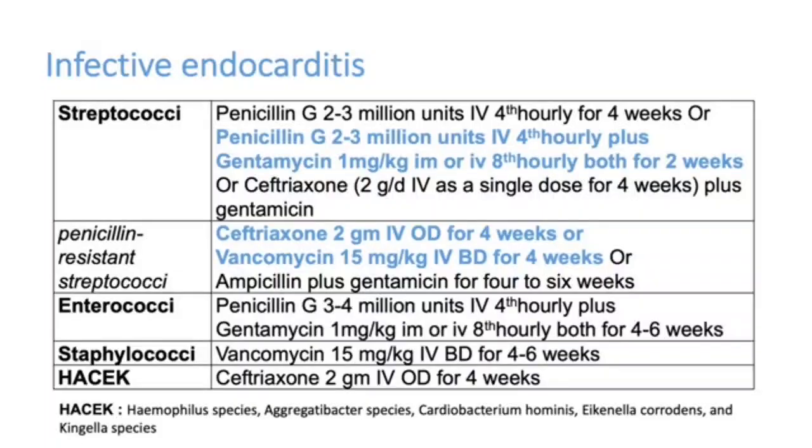HACEK organisms, if we are suspecting, ceftriaxone 2 gram IV OD is enough. But many physicians, as empirical therapy, start ceftriaxone, gentamicin plus vancomycin. These are the combinations they use. But if we are suspecting only a community acquired infection, ceftriaxone with gentamicin will be enough. If we are only suspecting a staphylococcal infection like intravenous drug abuse and all, we have to use vancomycin.